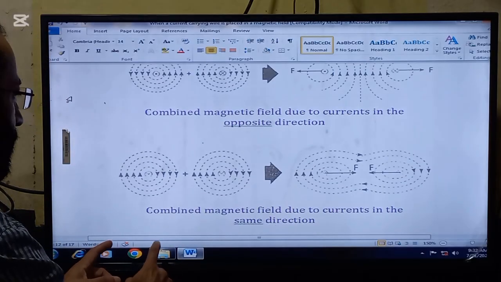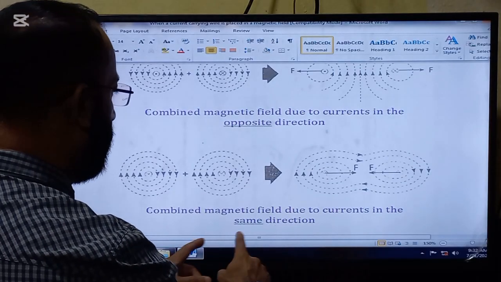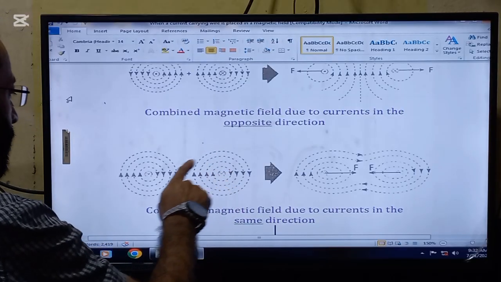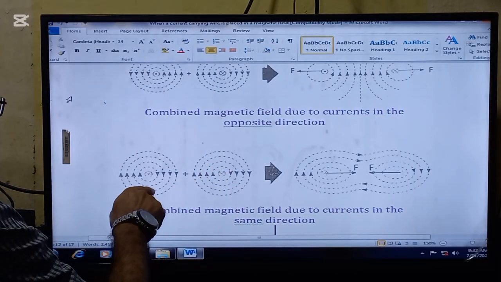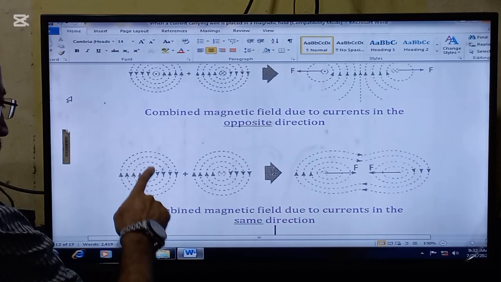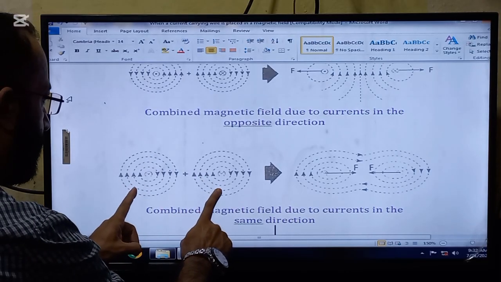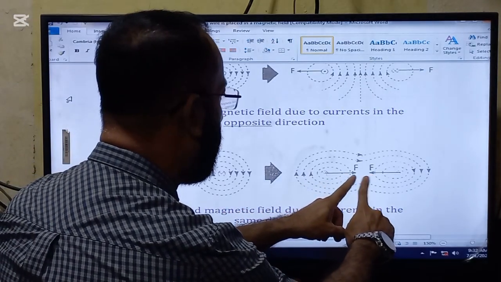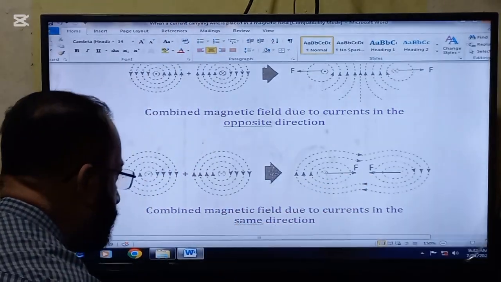And here you can see the combined magnetic field due to the currents in the same direction. This is the field due to the current in one wire, and this is the field due to the current in the second wire. The currents are flowing in the same direction, and at this stage you can see they will attract each other.